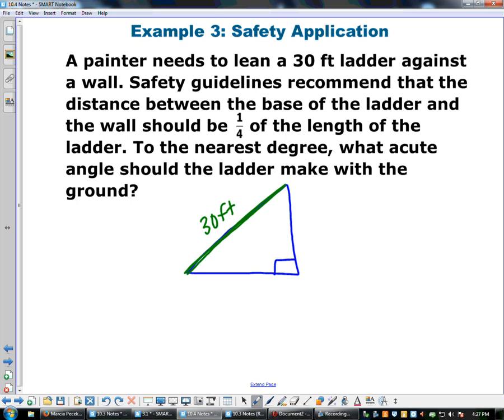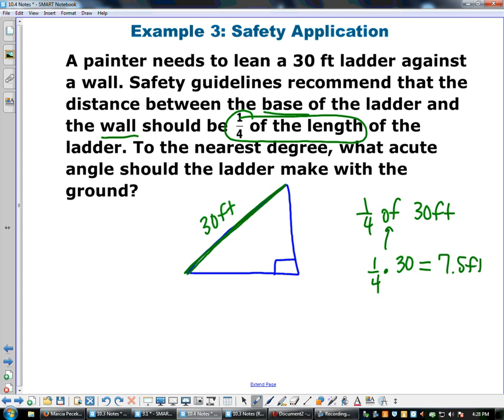Now, it also says that because of the safety guidelines, the distance between the base of the ladder and the wall is going to be 1/4 the length of the ladder. So I need to figure out what is 1/4 of 30 feet. Whenever I have the word of, remember that's a multiplication. So really I need to do 1/4 times 30 to see what that would be. Use your calculator if you need to, but this is 7.5 feet. Now, 7.5 is going to represent the distance between where the ladder's foot is down on the ground to where the wall is. So that is going to be this side. It's not up the wall, it's along the floor, 7.5 feet.